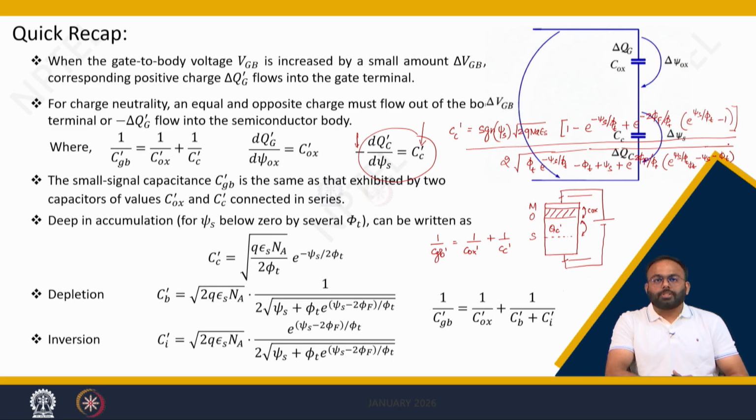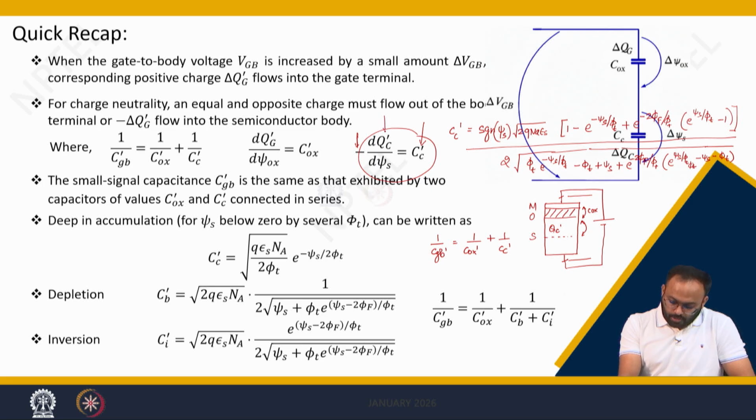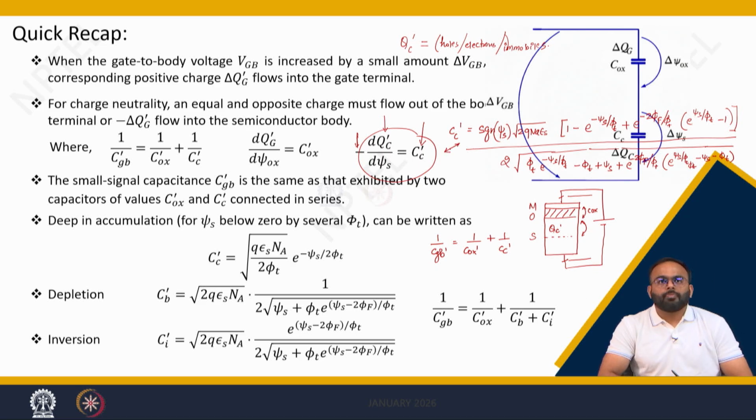So, this expression is nothing but the derivation of QC dash, which we defined earlier, which is the channel charge. This channel charge can be given by the contribution of holes, electrons and immobile ions. Likewise, we derived the complete form of CC dash.